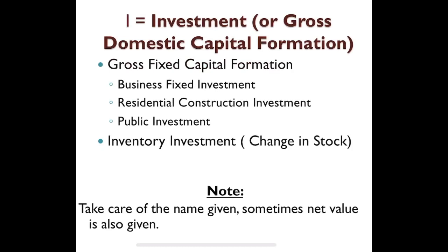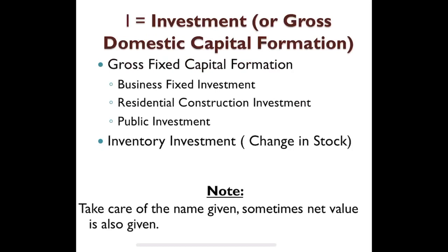Business fixed investment is the investment by the business companies. Residential construction investment is the houses expenditure, houses investment. Public investment is by the government. You must take care that all these values should be in the gross values in order to reach GDP-MP.